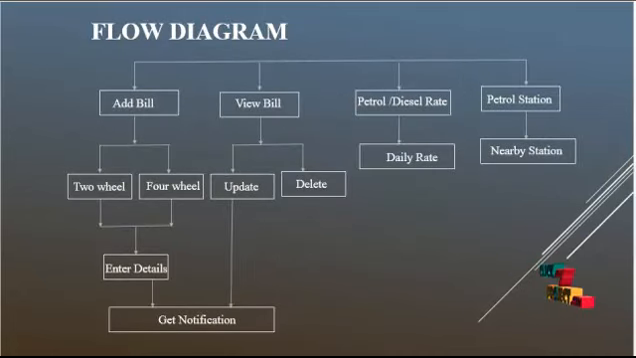The flow diagram shows the overall process diagrammatically. So these are all the steps we are going to follow in the process. There are four categories in our app: adding the receipt of the vehicle services, viewing that bill, finding the petrol and diesel rate, and finding the nearby petrol stations.